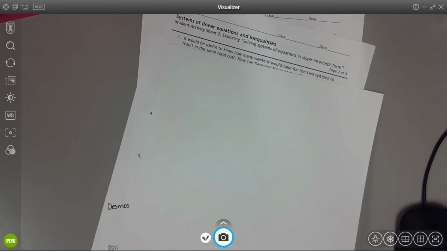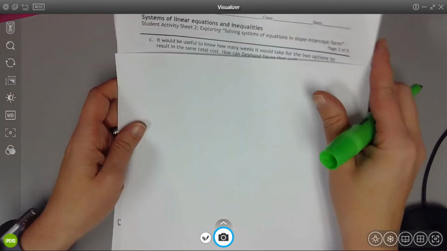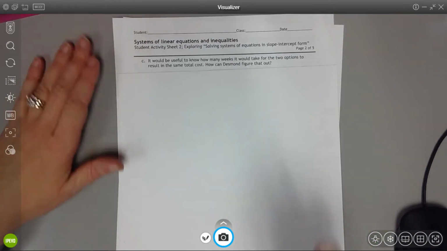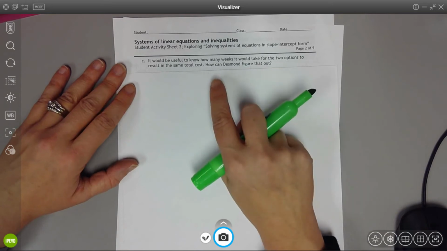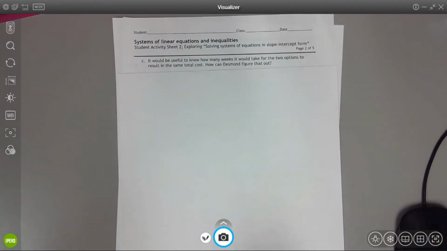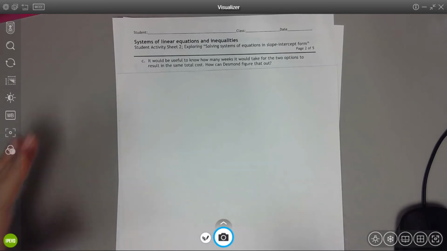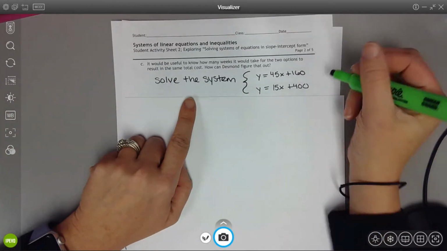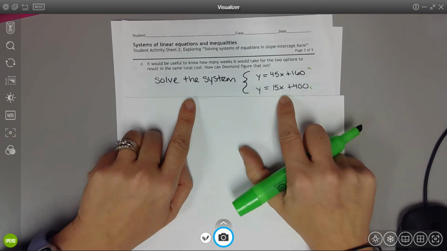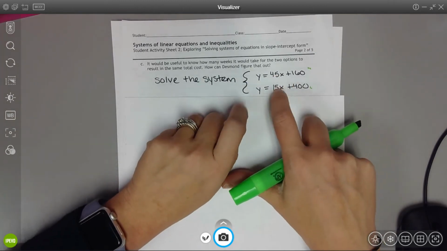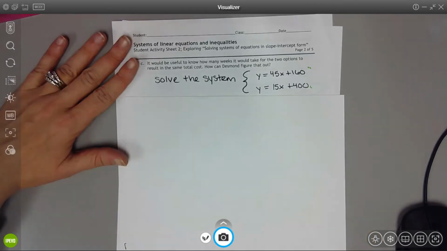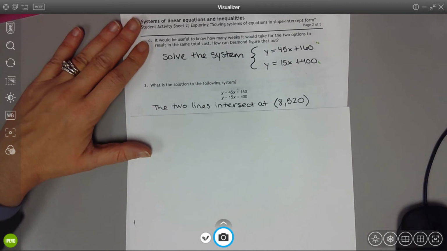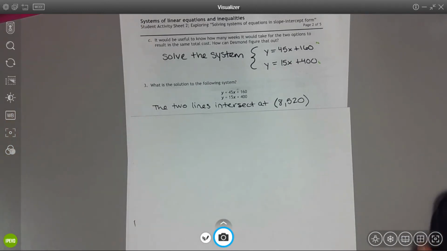Let's go on to part C. In order to really solve this problem, it would be extremely useful to figure out at what point these two options would be the same. At what point does it become cheaper to do one option over the other? Desmond is going to solve the system. We had two equations, and we want to figure out when Y and X are the same in both equations. We're going to look for where the two lines intersect.